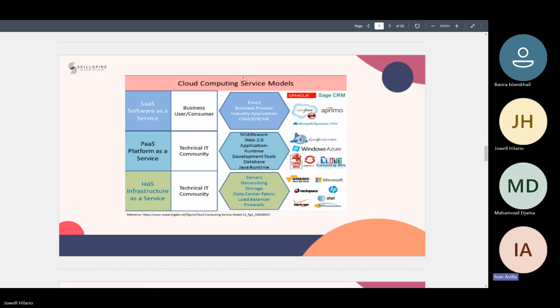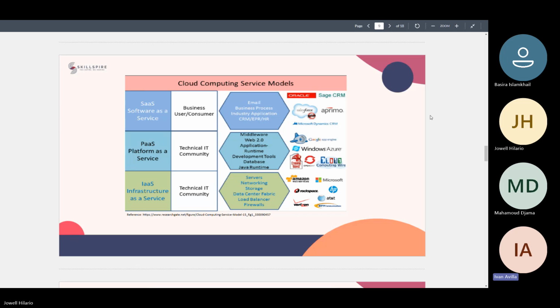Right now we're using Teams. You might be using Outlook 365 or Microsoft 365. That's an example of software as a service. So this is email, business processes, those types of applications.